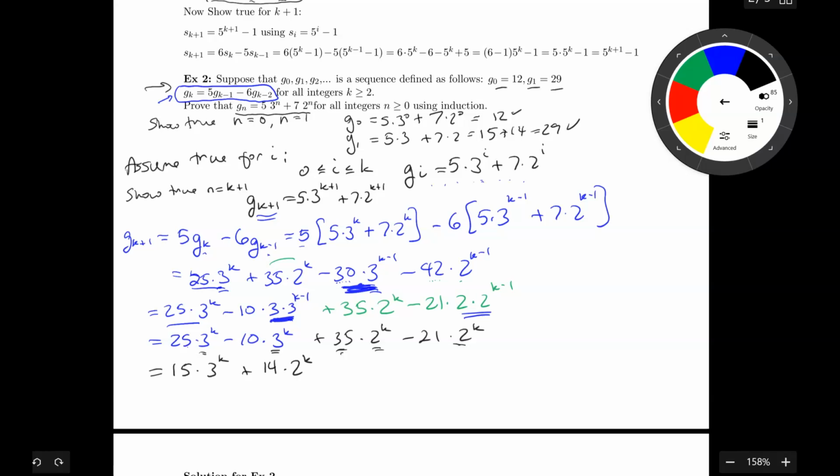Okay, so let's take a look to see where we were going again. I think we were trying to get to here, yes? So I need exponents of k plus 1. I think we can do that. I think we can see this is 5 times 3 times 3 to the k. And this is 7 times 2 times 2 to the k. So this gives me 5 times 3 to the k plus 1, plus 14 times 2 to the k plus 1. We got it.